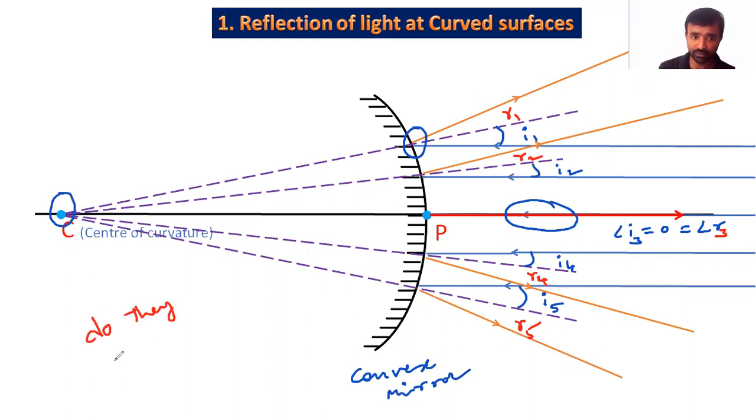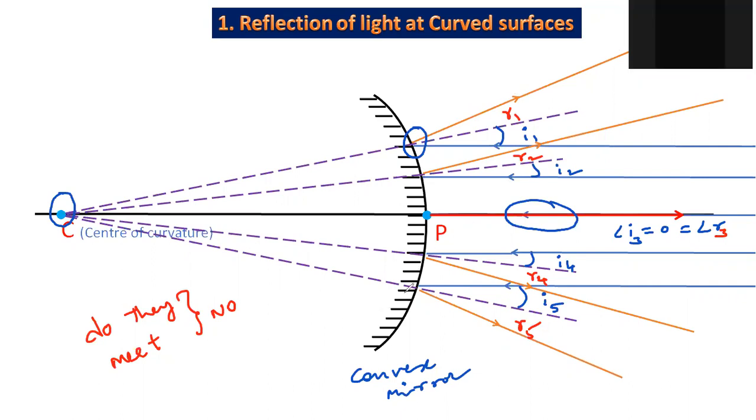Do they meet? No, sir. They never meet for any extension in front of the mirror. Is that clear? Any confusion? Do they meet? No. So in this case, they appear to diverge. So, separating, the distance is increasing if you extend them, right? So they are said to be diverging light rays. Is it clear? Diverging light rays.